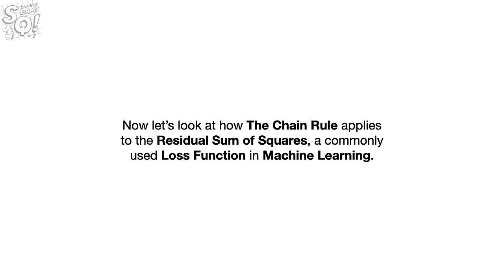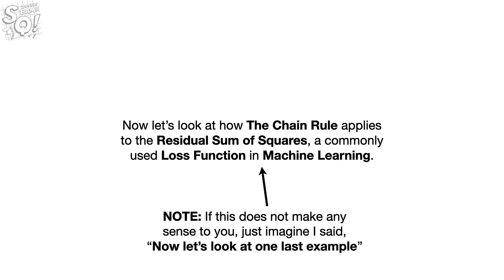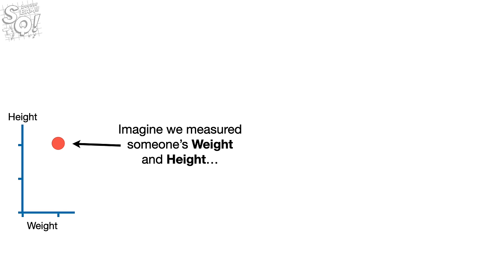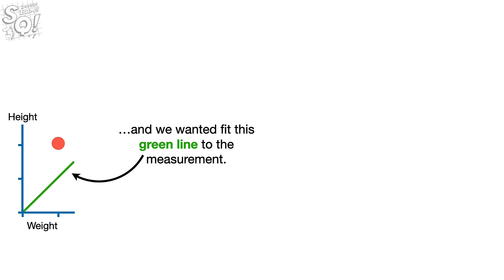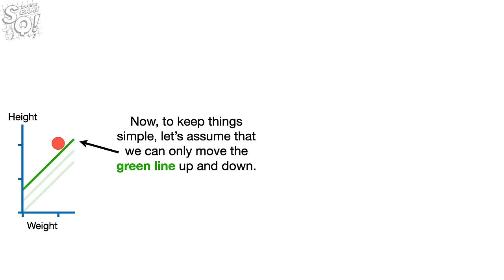Now let's look at how the chain rule applies to the residual sum of squares, a commonly used loss function in machine learning. Note, if this does not make any sense to you, just imagine I said, now let's look at one last example. Imagine we measured someone's weight and height, and we wanted to fit this green line to the measurements. Now, to keep things simple, let's assume we can only move the green line up and down.